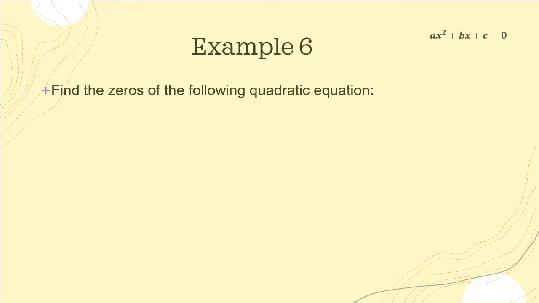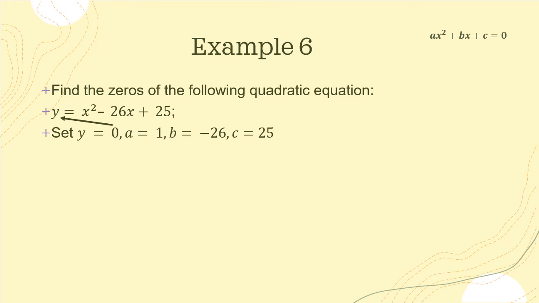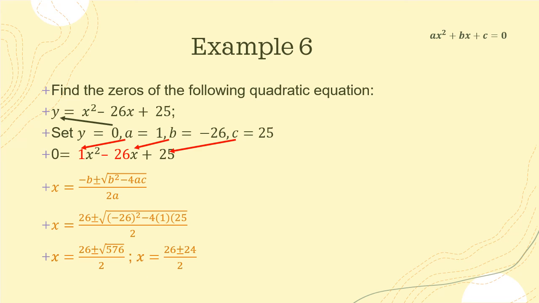Find the zeros of the following quadratic equation. To find the zeros, we need to set y equal to 0. Keep in mind my a is 1, my b is negative 26, and my c is 25. We're going to plug these values in the quadratic formula, and after simplification, we got the solution as 25 and 1.